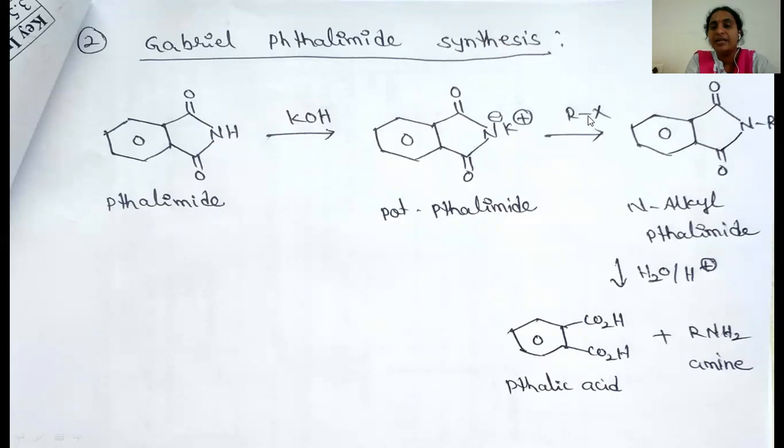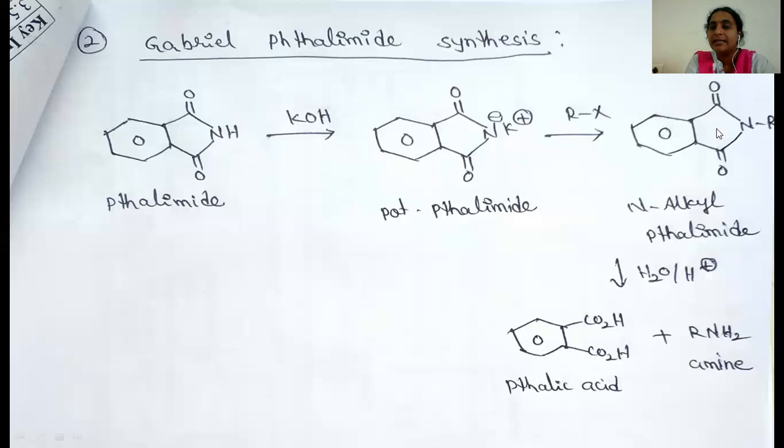Now when this compound reacts with the alkyl halide, in this alkyl halide R will get a plus charge, whereas the halogen will get a minus charge. So here the nitrogen, which has the minus charge, has a lone pair of electrons which can donate electrons to the R group. Simultaneously this X is liberated as X minus. This X minus and K plus are liberated as KX. And here this alkyl group is substituted at the nitrogen and produces the N-alkyl phthalimide.